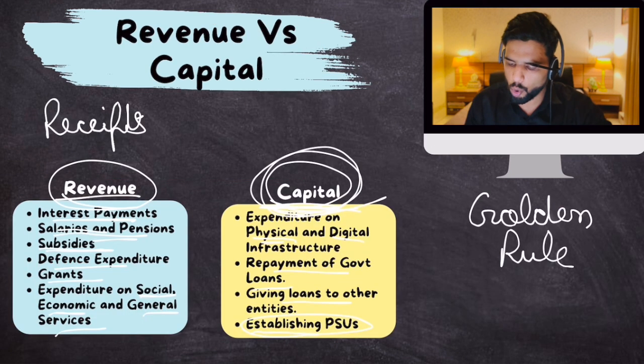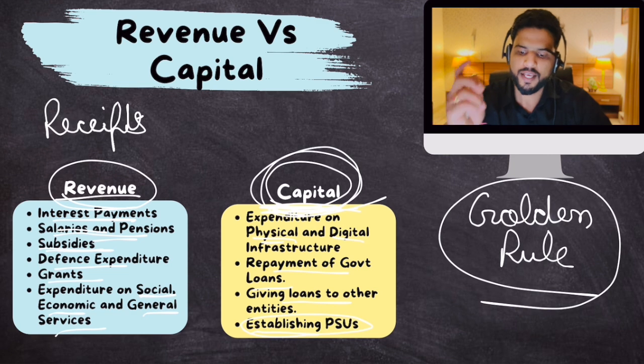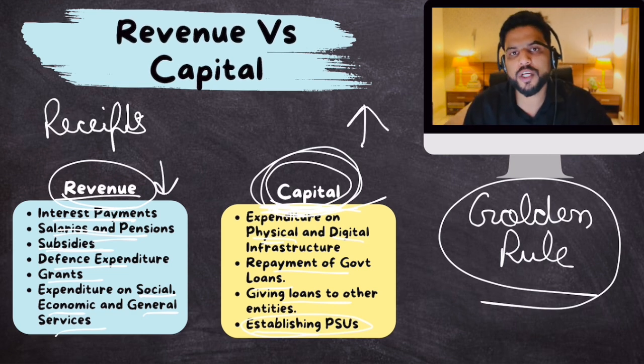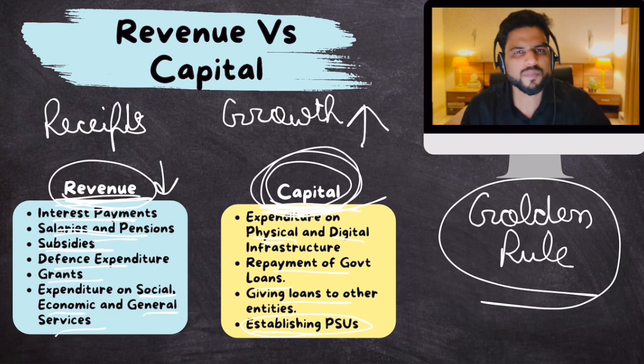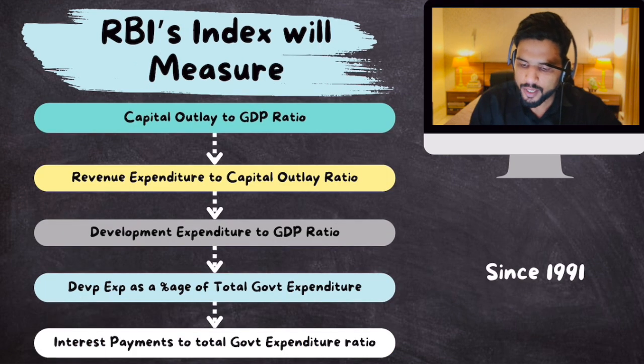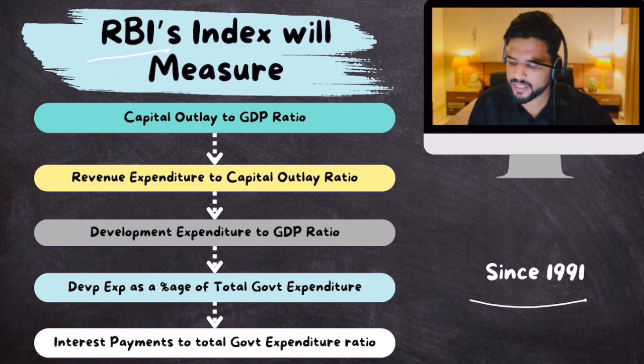Okay, so you understand what this golden rule is? The golden rule is that public expenditure, meaning government expenditure, includes all types of expenditure, revenue and capital. But if you are borrowing money, then that money should be channelized towards capital expenditure. And they say that your government expenditure is of high quality if your revenue expenditure is low and capital expenditure is high, because capital expenditure is growth boosting, whereas revenue expenditure is wasteful. You have to do it, but it's wasteful. All right. Now, RBI measures the quality of public expenditure, government expenditure, through an index called the Quality of Public Expenditure or Quality of Government Expenditure Index. This is something that RBI has been measuring since 1991.